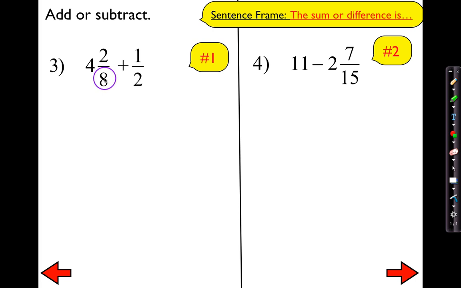We're going to turn it into an improper fraction by multiplying the denominator and the whole number. So 8 times 4 is 32, and then we're going to add 2, which gives us 34. And it's still going to be in terms of 8s. And then the 1/2 is perfectly fine, so we're going to keep it as that.